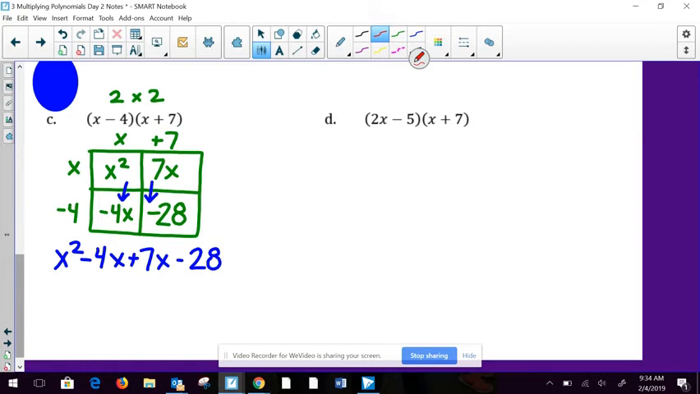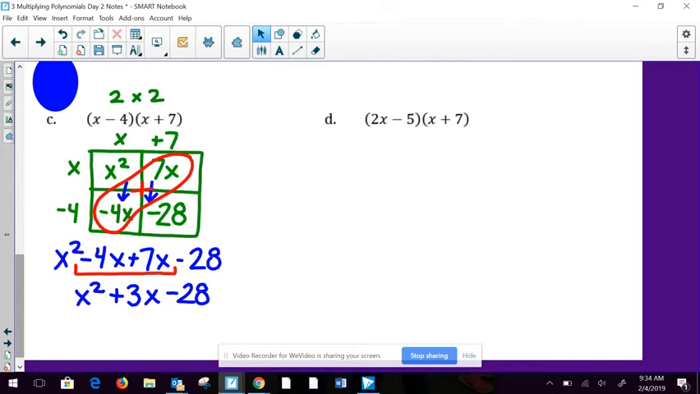Good. I'm glad you can maybe recognize this. Right here, those two guys are like terms. So I have x squared. What's negative 4x plus 7x? Good. It's a positive 3x. And I still have that minus 28 in the end. If you go back and look at your box, you'll see that my diagonals can be added together. Let's look at another example and see if this holds true.